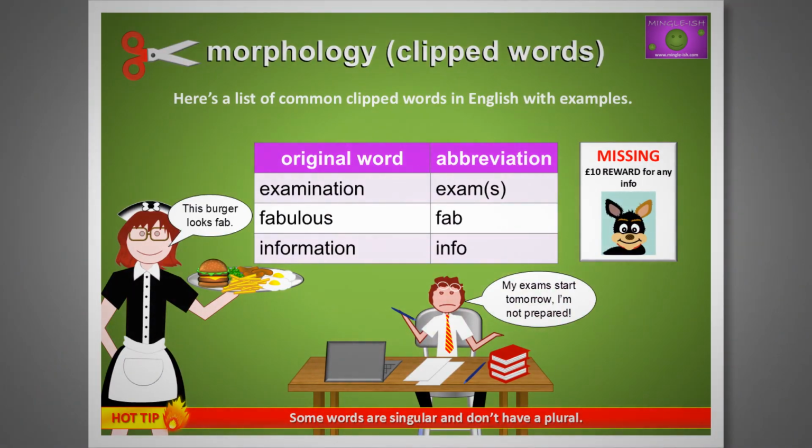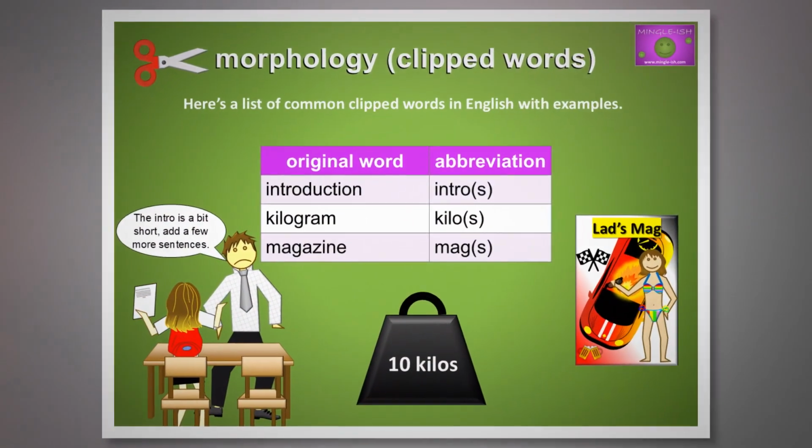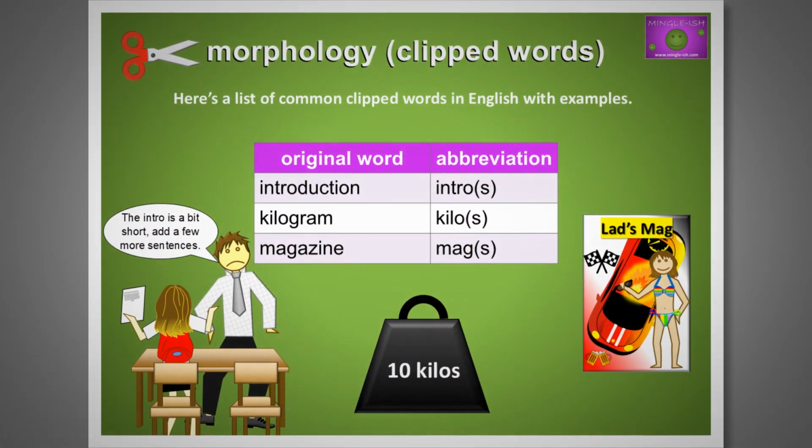I'm not prepared. Fabulous becomes fab. This burger looks fab. Information becomes info. Missing dog. £10 reward for any info. Introduction becomes intro. The intro is a bit short. Add a few more sentences.